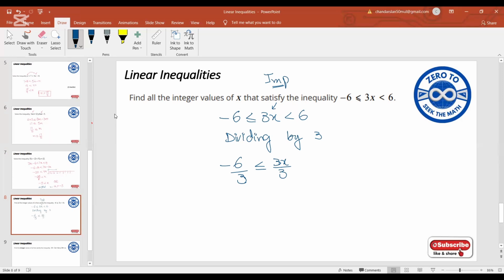So 3x/3 is less than 6/3. So 3 1s are 3, 3 2s are 6. So -2 is less than or equal to, 3 1s are 3, 3 1s are 3. That becomes x is less than 2.